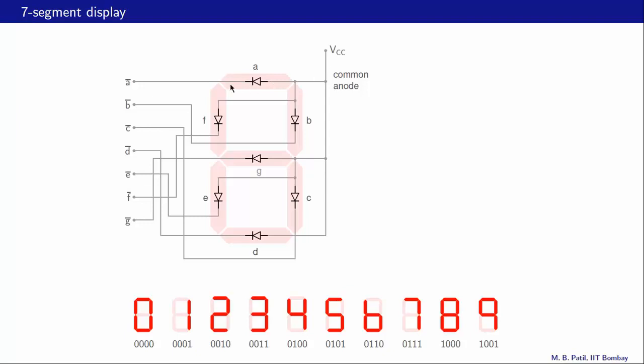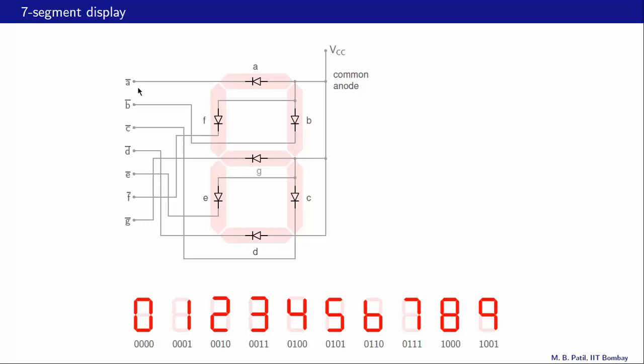And the other end, the N end or the cathode, is made available as a pin of this display unit. So this one is called A bar. This one, the N terminal of that diode, is called B bar. This one, the N terminal of the C diode, is called C bar, and so on. Notice that these pins are active low, and that is why they are denoted by A bar, B bar, C bar, etc. And there is a good reason for that, of course.